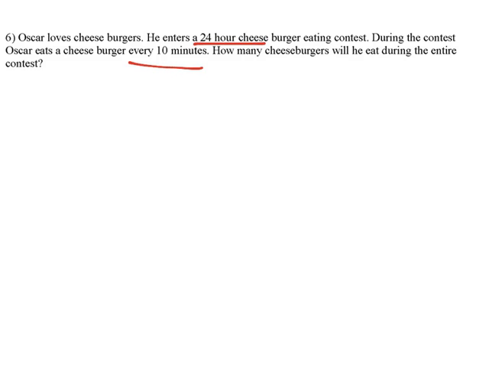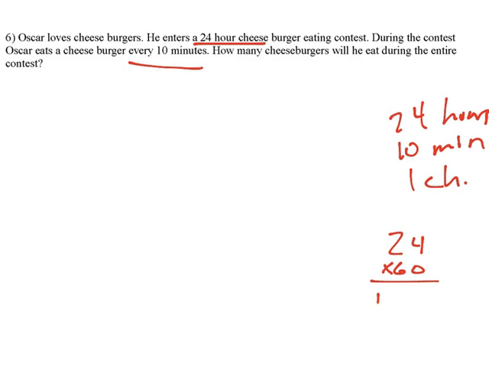Okay, so we see a 24-hour cheeseburger eating contest, and that he eats a cheeseburger every 10 minutes. What we need to do is we have too many units. We have 24 hours, we have 10 minutes, and we have 1 cheeseburger, because that's how many cheeseburgers he eats in 10 minutes. So what we need to do is convert hours to minutes. Okay, and there's 1,440 minutes in 24 hours.